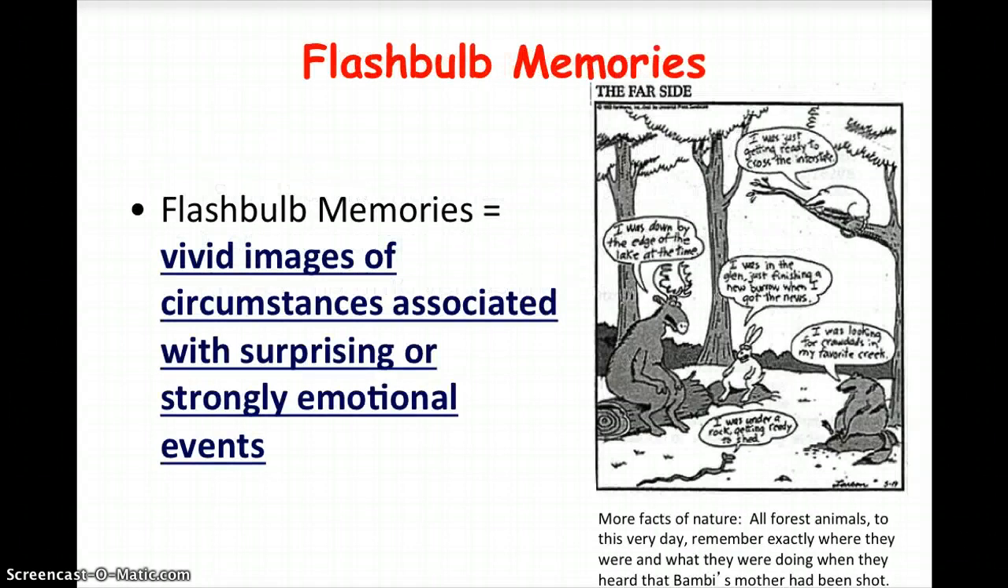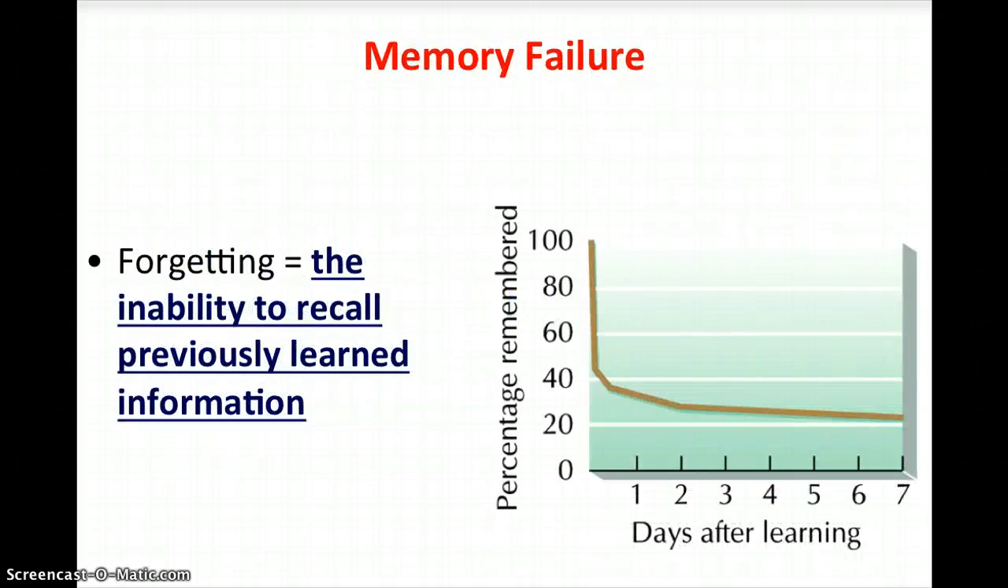All right, flashbulb memories are vivid images of circumstances associated with very emotional events. And typically with a flashbulb memory, you remember a lot more details about it. You might remember what you're wearing, you might remember what your hair looked like, you might remember where you were sitting, things that you wouldn't typically remember, but since it was such a highly emotional event, you're able to recall more information about it. All right, forgetting is the inability to recall previously learned information, and we forget things all the time for a variety of different reasons that we'll get into in just a few minutes.